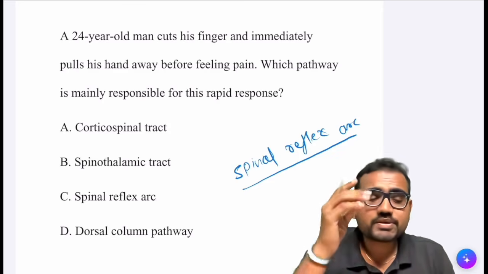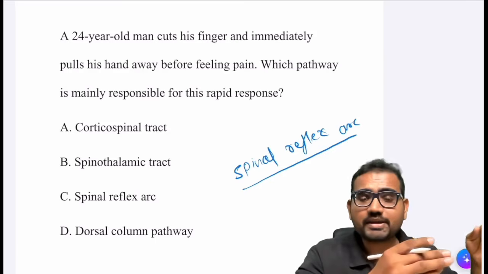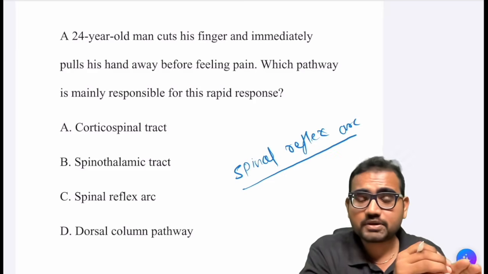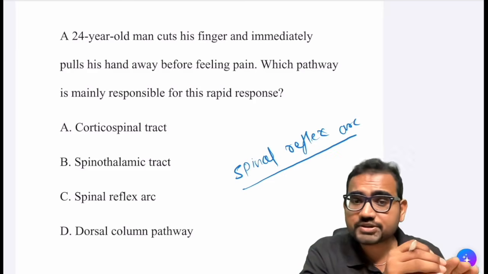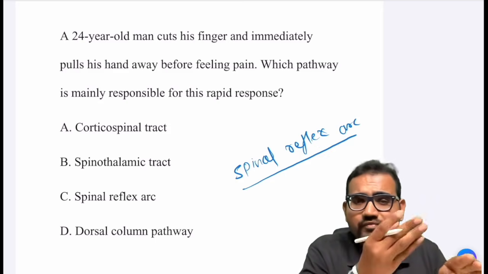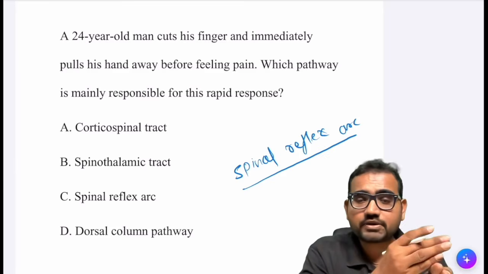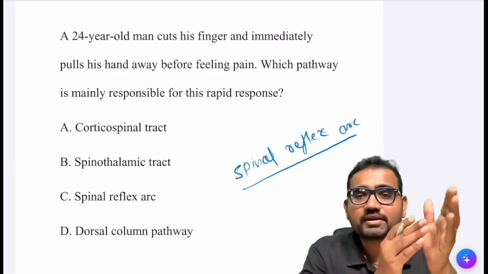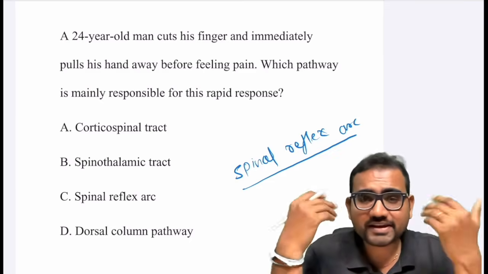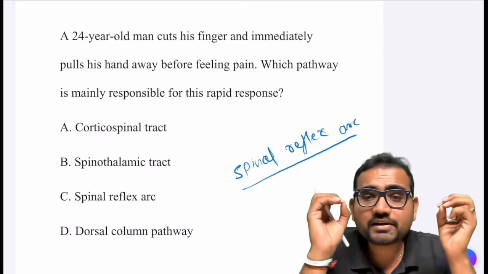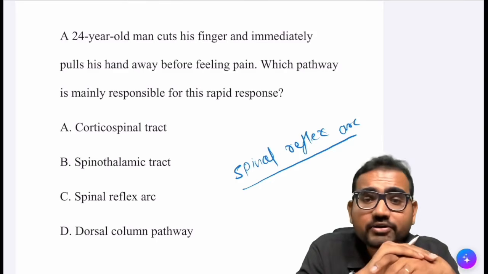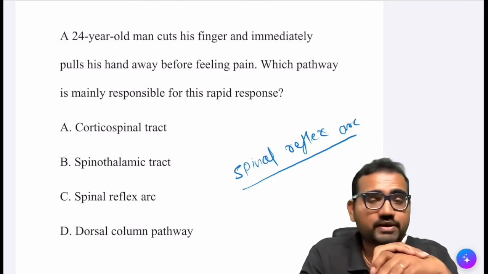So that is why when someone cuts the finger, we move it immediately, and the pain is felt only later. So pain is felt only in the later stages. The first reflex that we will do when we accidentally cut the finger is we'll move away. That reflex is called the protective reflex. That is called the flexor reflex. That is the spinal reflex arc mechanism. It is one of the mechanisms that does not require the brain for its activity.